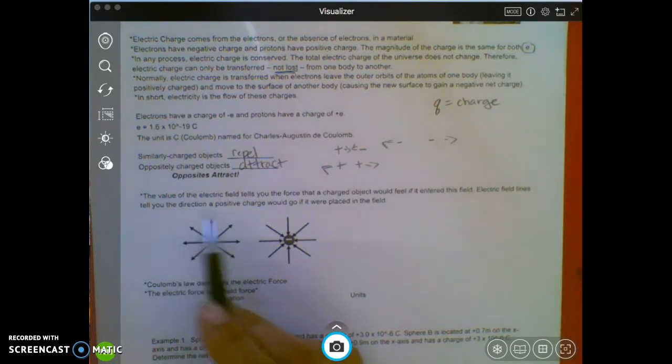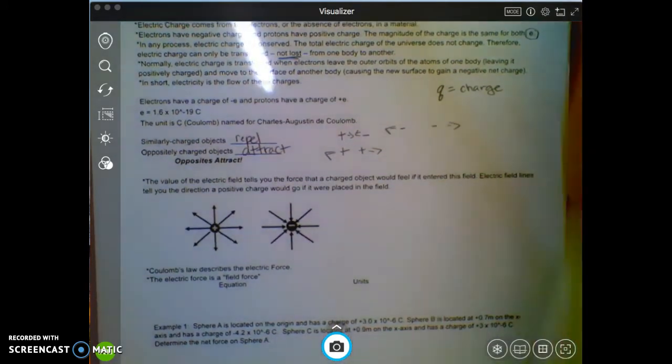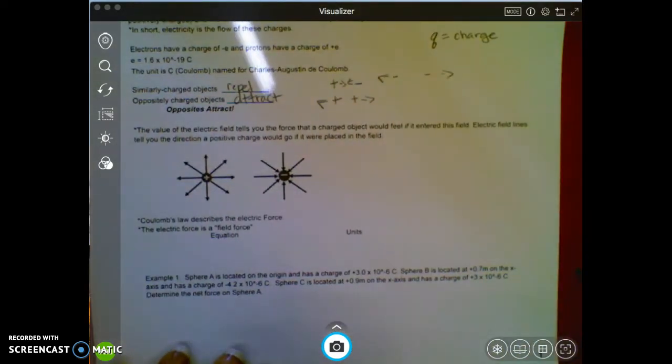Okay, it tells you the direction the positive charge would go if it were placed in that field. We'll talk more about that when we get into class and do the demos.